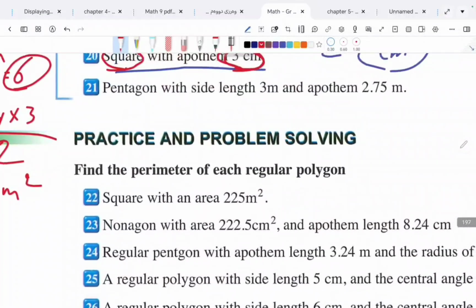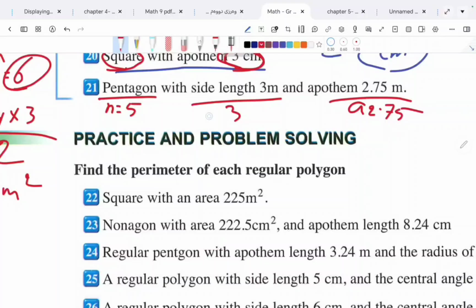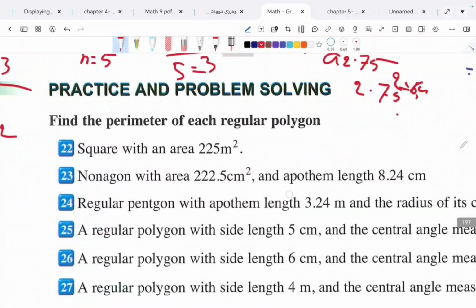Okay, and this one we have a pentagon, n equals 5, side length equals 3, apothem equals 2.75. So just use s times n times a divided by 2. You get the answer, which equals 20.625. It will be 20.6.